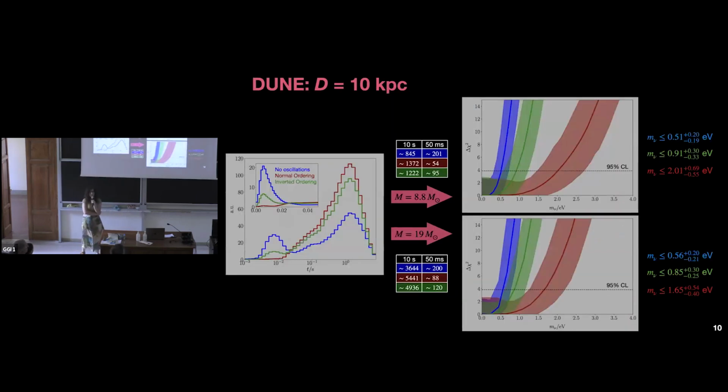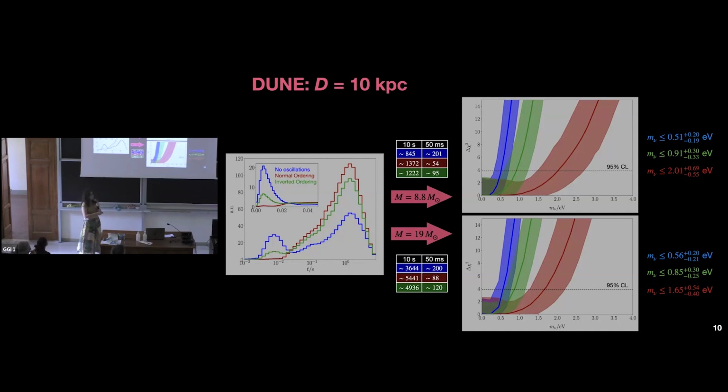Once this time delay is implemented into the analysis, these are the results that we got in terms of upper bounds on neutrino masses with the DUNE detector. We are assuming a 10 kiloparsec supernova distance as the benchmark. On the left side, you can see the expected rate at the detector as a function of time, with this zoom into the neutronization peak time window, in which you can recognize a peak hierarchy.